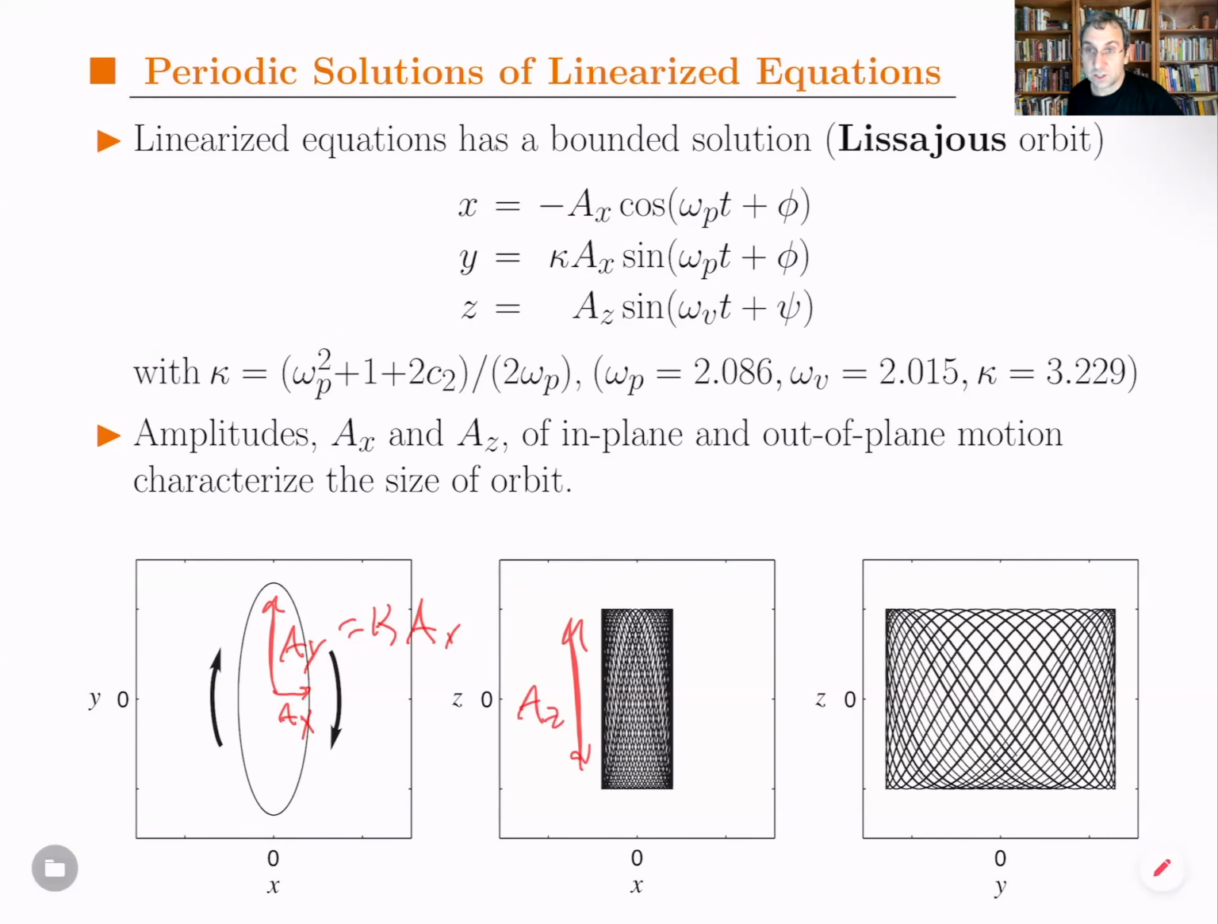So a general motion is going to look like this. It's called a Lissajous pattern. It looks like different sines and cosines with different frequencies. So the general motion for this linear system is going to look like this. It's called a Lissajous pattern.